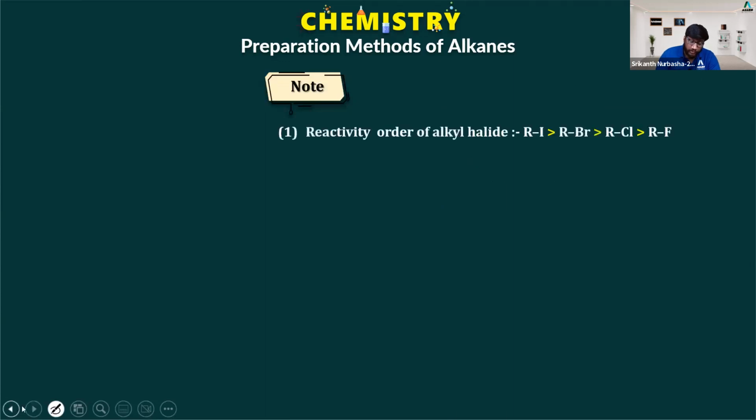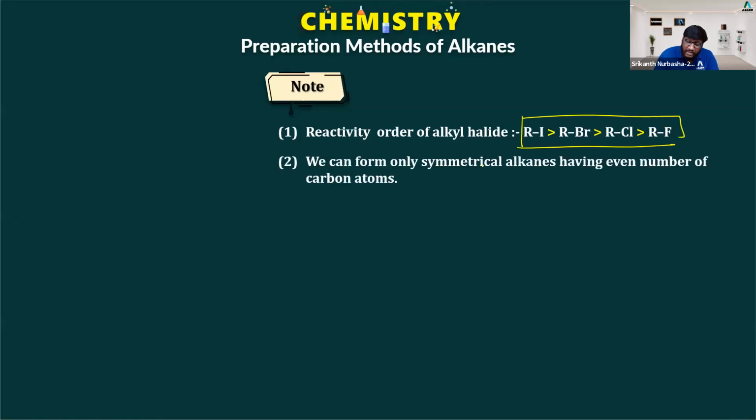Symmetry. Note, reactivity of alkyl halides. You can see in the reaction, the carbon halogen bond is going to be cleaved. So which carbon halogen bond can be cleaved easily? The C-I bond, because iodine is very large in size, carbon is small in size. The carbon iodine bond can be cleaved easily. So RI will have the greatest reactivity, then RBr, then RCl, and then RF.